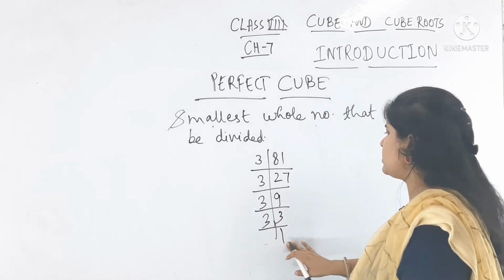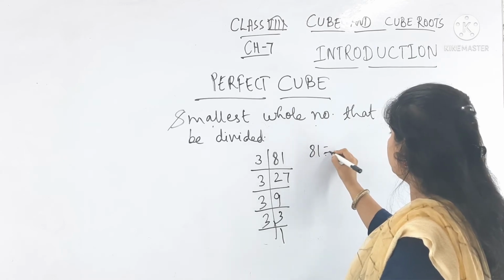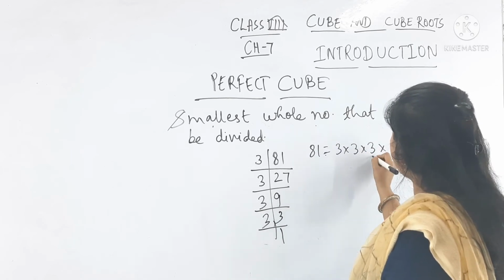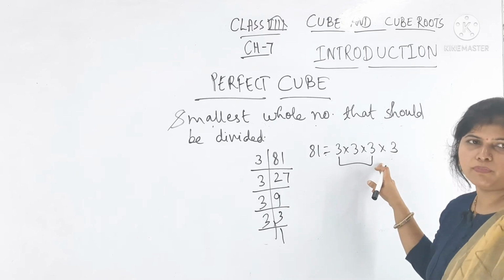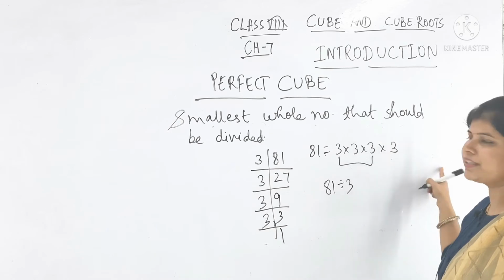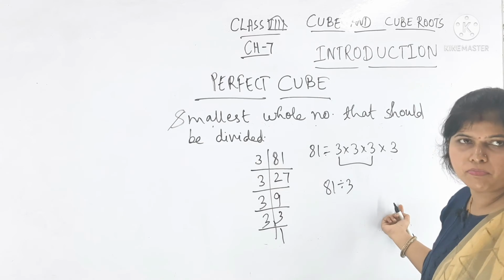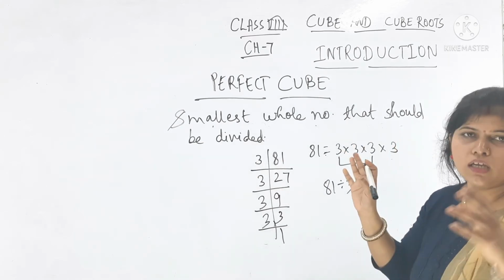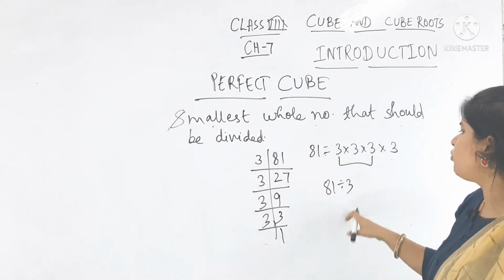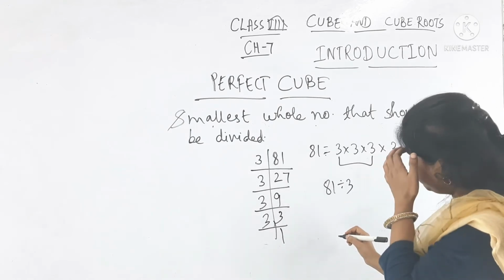So here you can see 81 is equal to 3 into 3 into 3 into 3. Here I am getting a triplet of 3s. So what should be divided here? You have to exit this one 3, because it has no pair. For multiplication we would have to multiply 2 more 3s, meaning 9, but for the division you have to exit this 1. 81 divided by 3.